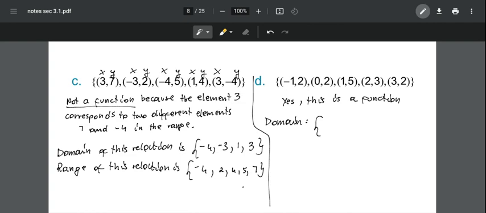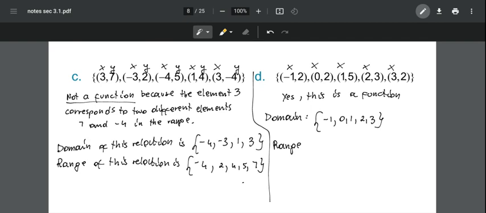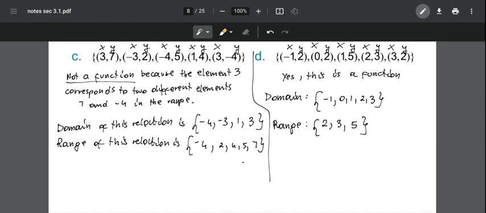So for the domain, we're going to list all the x coordinates, from least to highest. So -1, 0, 1, 2, 3. So this relation is a function. In the range, we're going to list the y coordinates, and list them from smallest to highest. So the smallest one is 2. And there are 2 y coordinates with the y value equal 2, but we're only listing it once. And then we have 3 and 5. So like you see, when we list the domain and range, we only list the elements once.